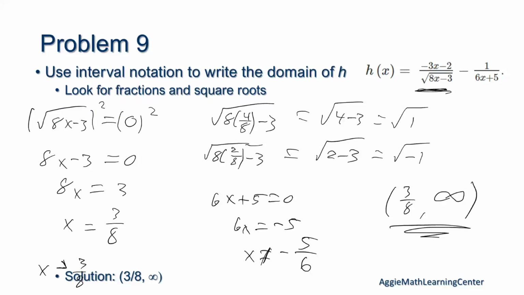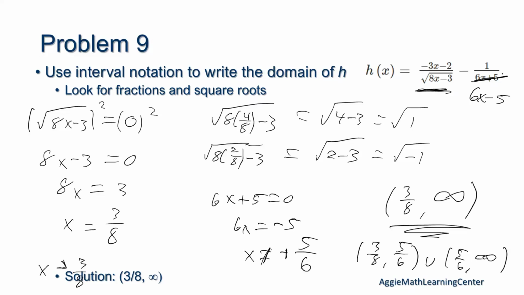Here, let's say, just as a theoretical, what if this were a 6x minus 5. And so therefore, when you solve it, you get x cannot equal +5/6. In that case, +5/6 is greater than 3/8. So if you were to write that in interval notation, you go from 3/8 to 5/6, but it can't include 5/6, and then you union that with 5/6 to infinity.